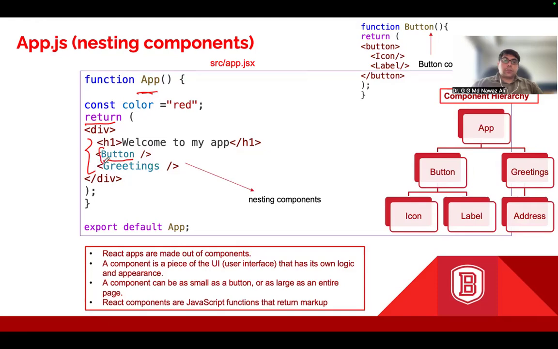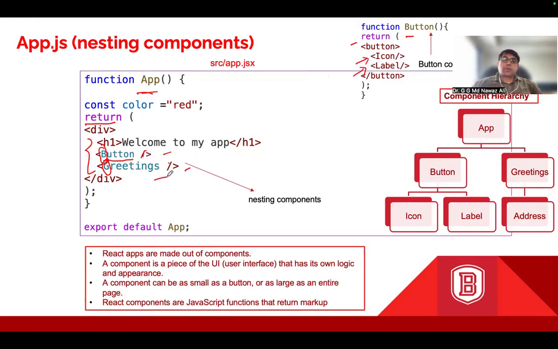A component we basically write with an uppercase first letter. So here the button B is uppercase. Here Greetings is another component, where the G is uppercase, okay, and it has a self-closing tag. These are the two other components, and then you need to define these two components. For example, here we define the button, right? This is another component, and the button is returning two other components, the icon component and the label component.